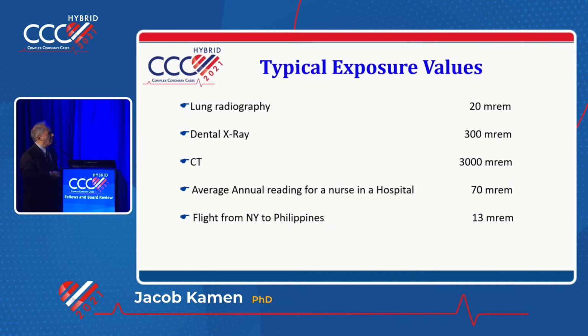Average annual reading for a nurse in a hospital, right? It's about 70 millirem. A pilot from New York to Philippines gets 13 millirem. So can anybody tell me why a pilot gets this much of radiation? If you calculate from 13 millirem annually, will be about 700 millirem. So a pilot gets 10 times more than a nurse who works with radioactive material. Why is that? Anyone?